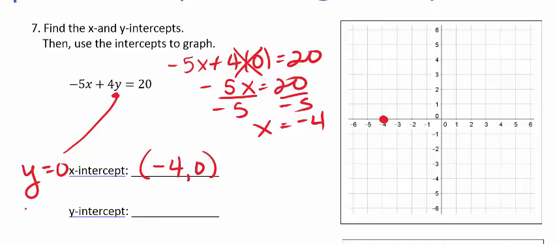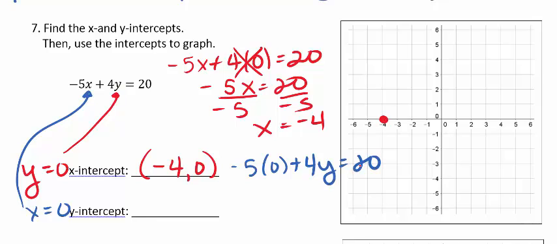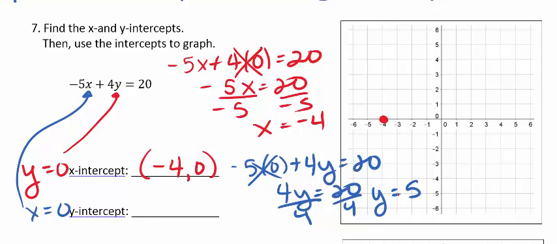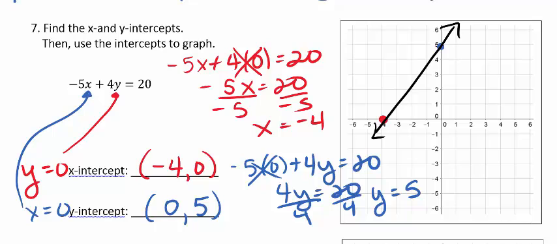Now for our y-intercept, we're going to plug in x is equal to 0, and we're going to do that right here in this equation. And we're going to get negative 5 times 0 plus 4y is equal to 20. Negative 5 times 0 is 0, so we get 4y is equal to 20. Divide both sides by 4, and y is going to equal 5. Put that together as our y-intercept, and we get 0, 5. Plotting that point up here on the y-axis is our y-intercept. Here we've connected the two intercepts and graphed the line.